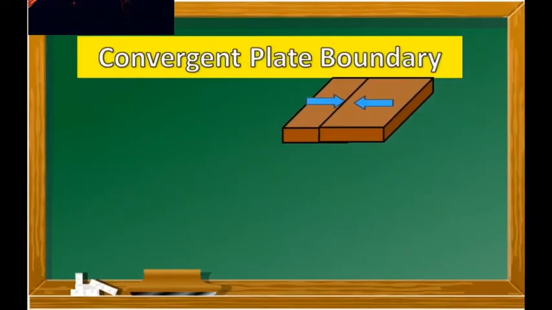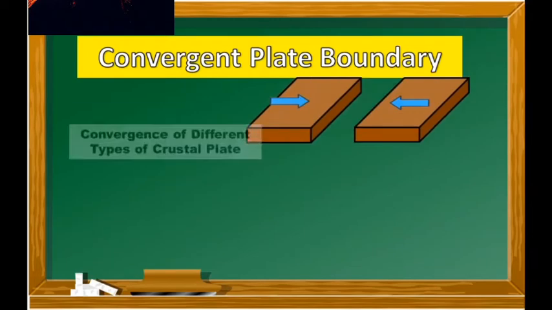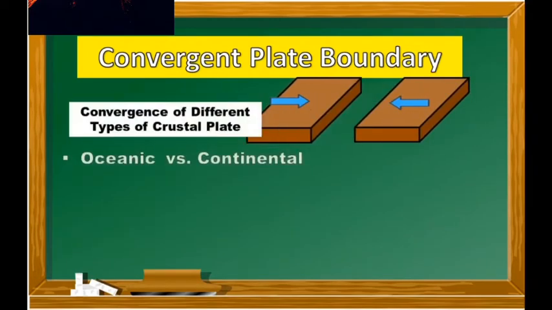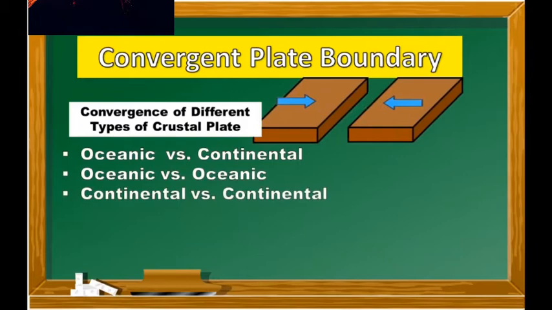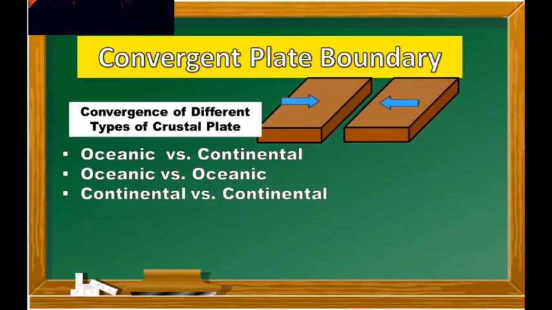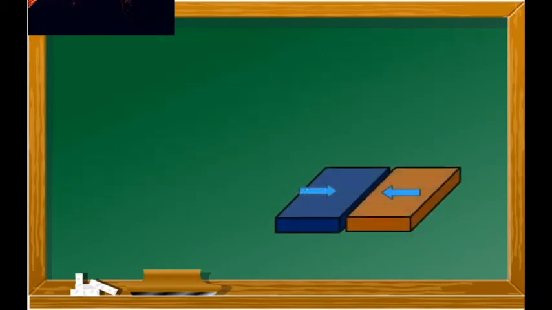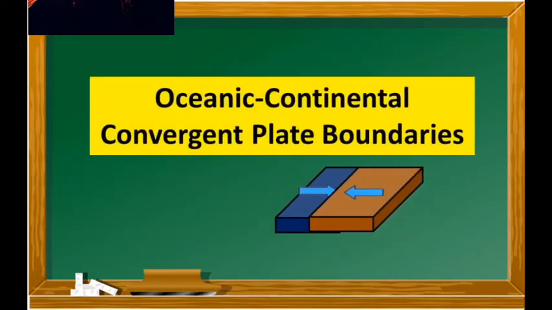Let's start with convergent plate boundary. The geologic processes that will be formed along this type of plate boundary depend on the material of plates that are colliding. We have the convergence of oceanic to continental plates, convergence of oceanic to oceanic plates, and lastly, convergence of continental to continental plates. Let's take a look at each type of convergent plate boundary. Oceanic continental convergent plate boundaries.